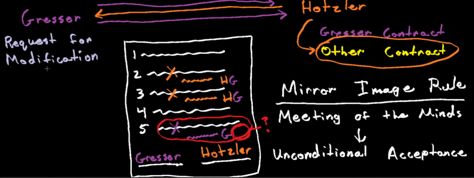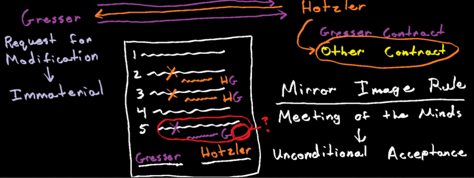So this request for modification, he argued, was immaterial in that it wouldn't have affected whether or not Hotzler agreed to this change, would not have affected whether Gresser was willing to go forward with the deal. He just wanted a new date for the execution just to make it easier. And so that was a request for modification, not a counter offer, as the case may be.